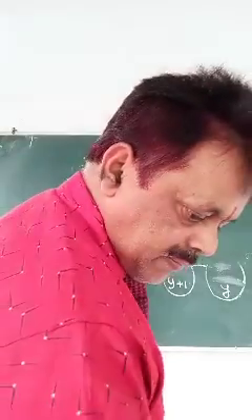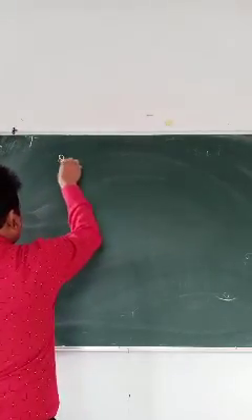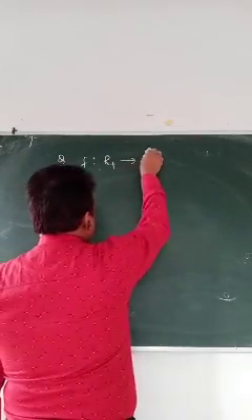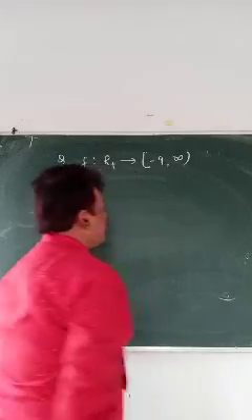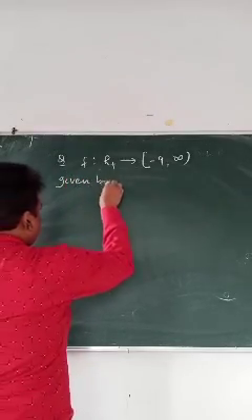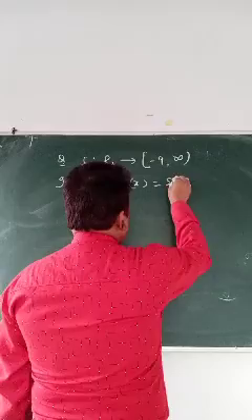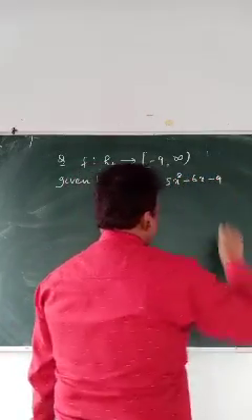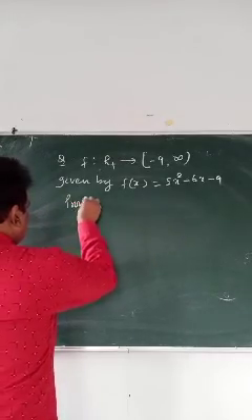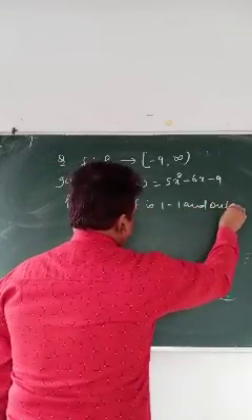f is a function from real numbers plus to codomain minus 9 to infinity, given by f(x) equals 5x square plus 6x minus 9. Then prove that f is one-one and onto.